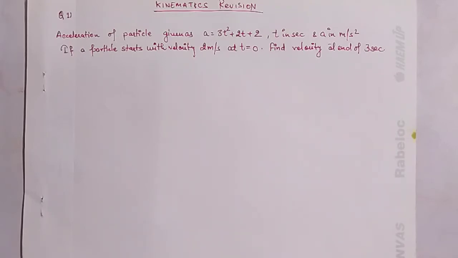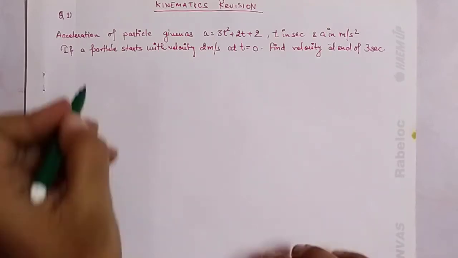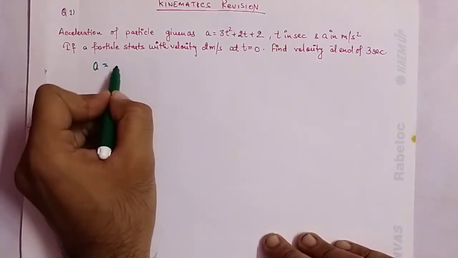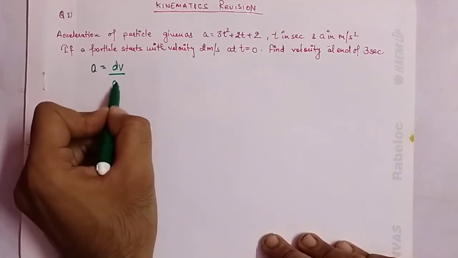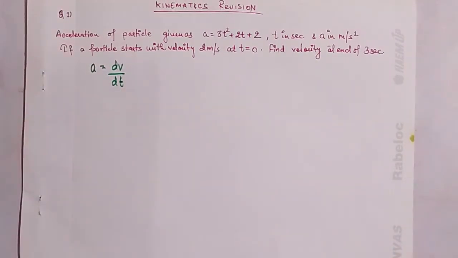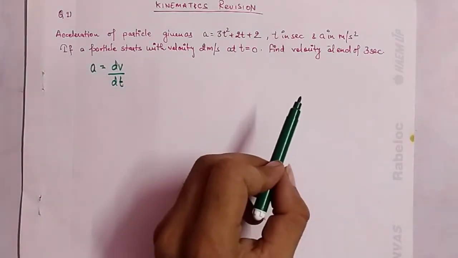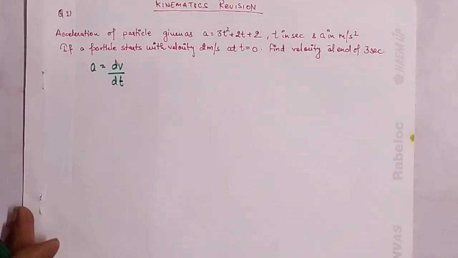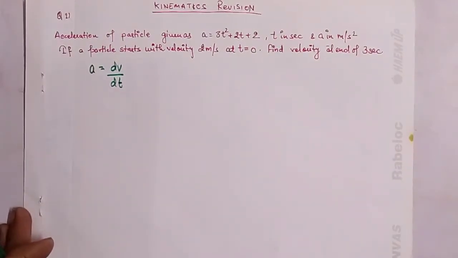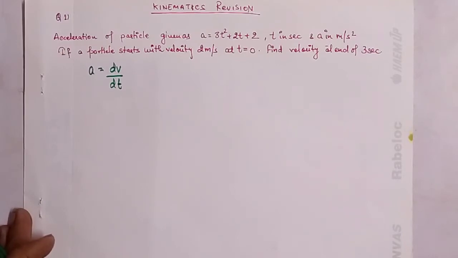All right, so here we are going to use the method of calculus, and we know that acceleration is defined as the differentiation of the velocity with respect to time, or you can say it is the rate of change of velocity per unit time. So if you want to calculate the velocity of a body, we have to go for the reverse process, which is known as integration.